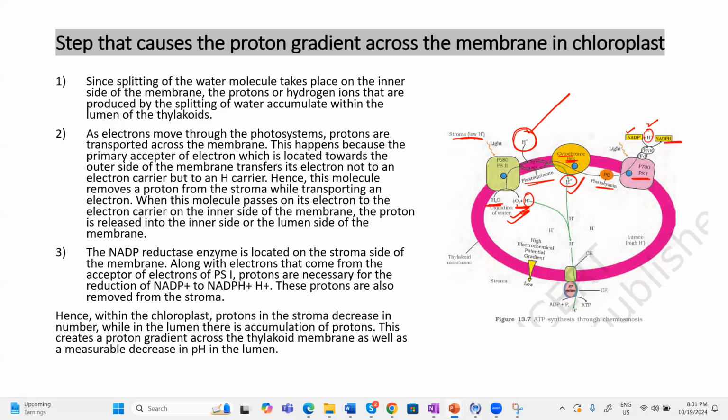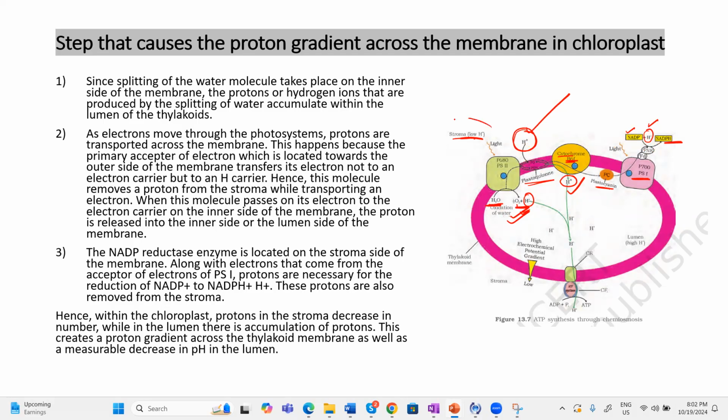So in this diagram, two areas of proton are accumulated: one at PS2 during the photolysis of water, and one by the plastoquinone. Is it clear? Two areas of protons are accumulated, one by PS2 and one by plastoquinone. Two areas of proton are removed: one by plastoquinone and one by the NADP+.